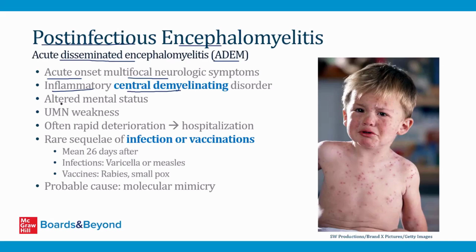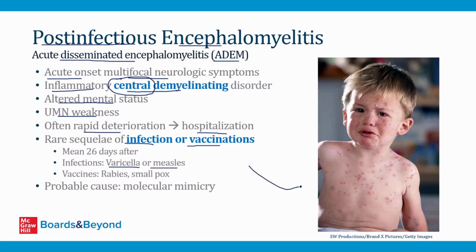Patients with this disorder develop altered mental status. They also develop upper motor neuron type weakness because remember, we're demyelinating central axons, which are upper motor neurons. Often these patients rapidly deteriorate and have to be hospitalized, and usually this disorder follows either an infection or a vaccination. It's been reported after children have varicella or measles.